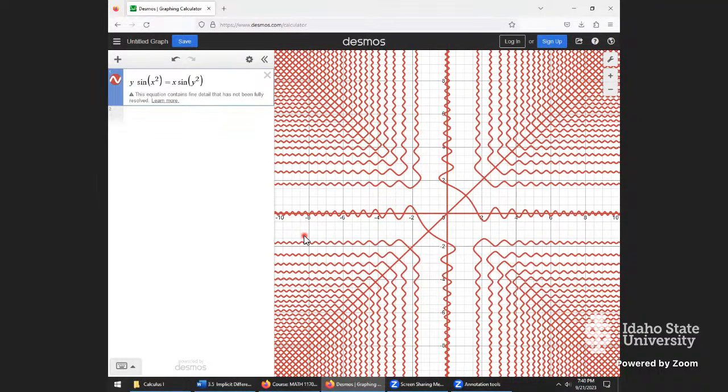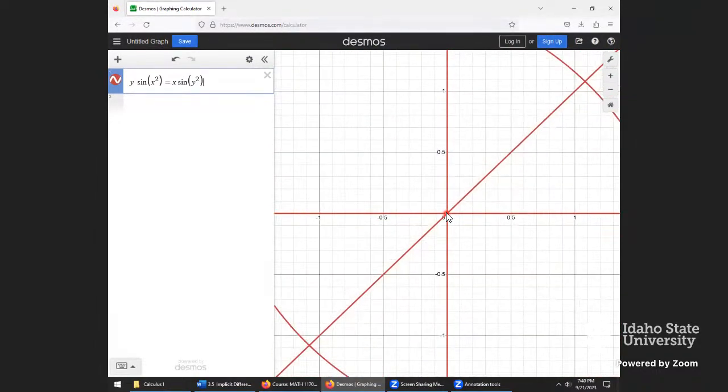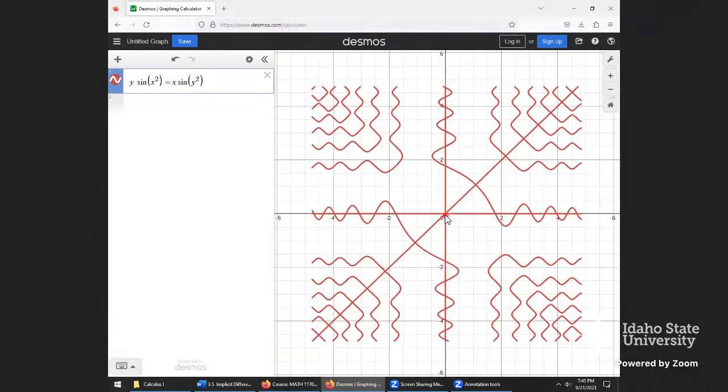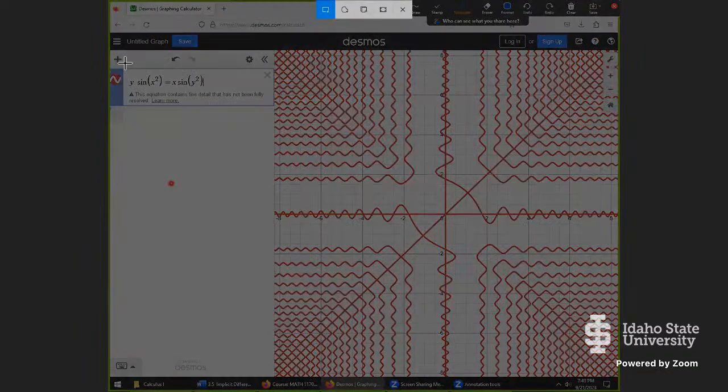There are infinitely many functions here. This equation contains fine detail that has not been fully resolved. There's probably more stuff inside here that we can't even see. Let's see if we can zoom in. Maybe not. Who knows? The axes are overlaid with red, both the x and y axis, so that might be part of this curve as well. But here it is.